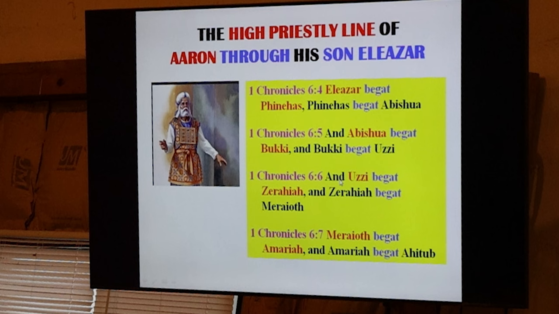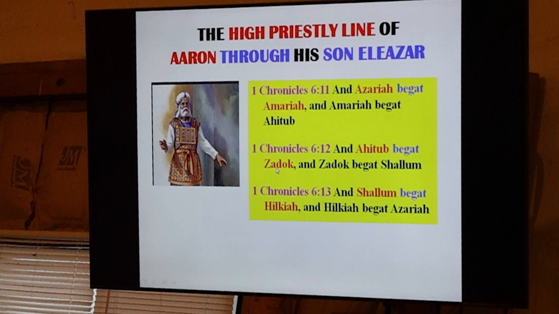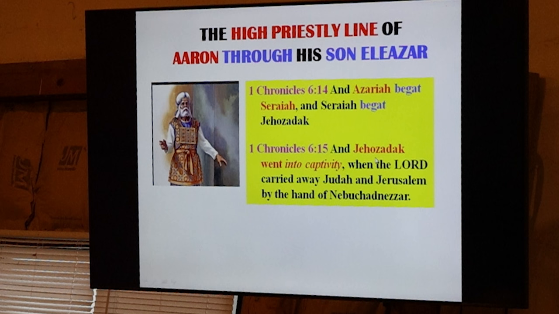And it goes to Zadok 2. Here's Zadok 2. And then ultimately the line goes into where they go into Babylonian captivity. In the days of Jehozadak, they go into Babylonian captivity. All right, so there you can see the chronology of the lineage.